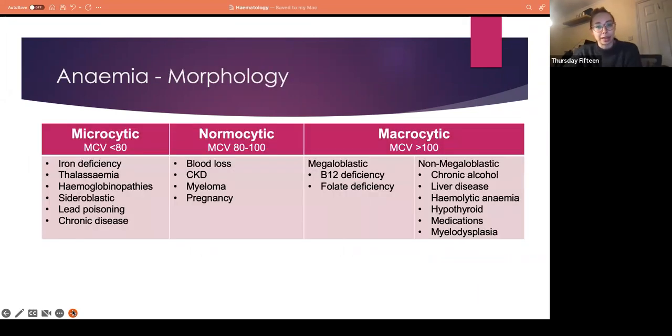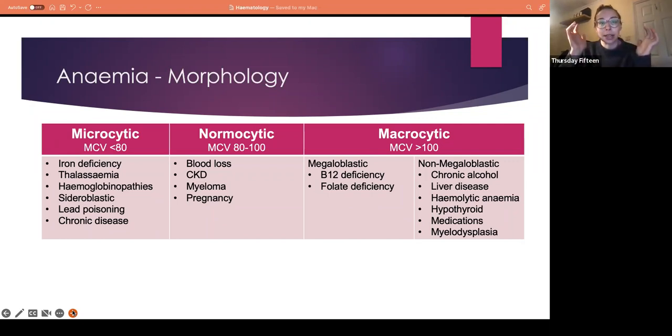So anemia is also classified by what the cells look like. If they're small cells, then they're microcytic, and that can be iron deficiency, thalassemia, hemoglobin problems, sideroblastic anemia, lead poisoning, or just anemia of chronic disease. Normocytic is going to be stuff like blood loss, CKD, myeloma, pregnancy. And then macrocytic can be megaloblastic or non-megaloblastic.